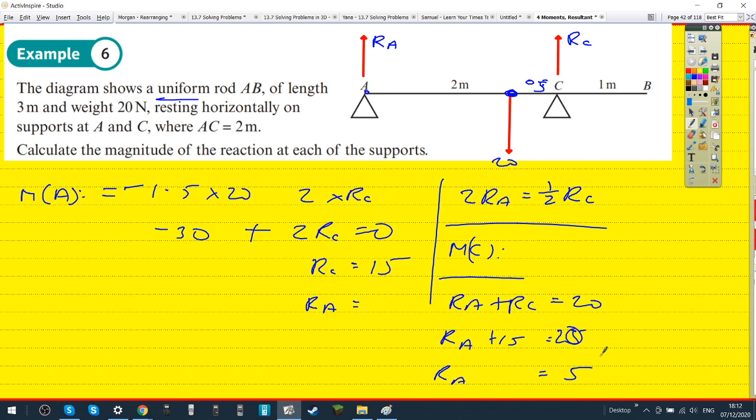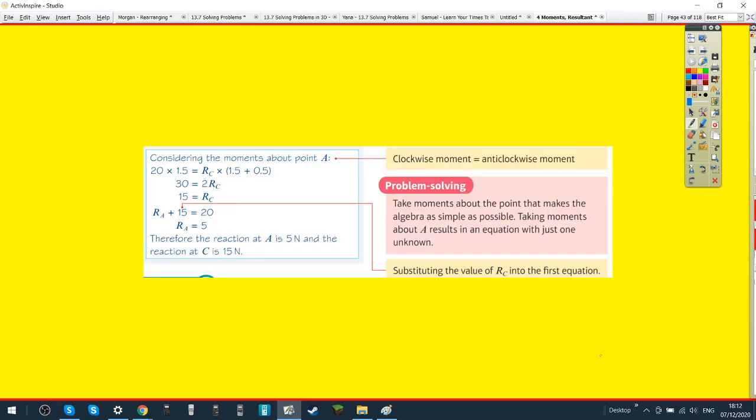Okay, let's see. So you've got 2 unknowns, and so to eliminate one of them, you take moments about that point.